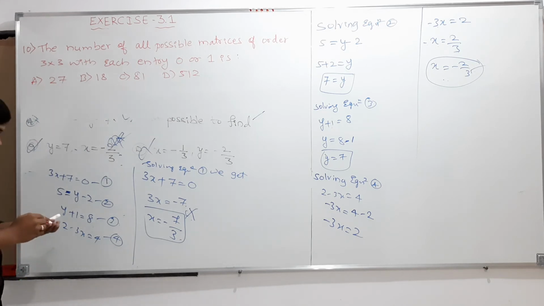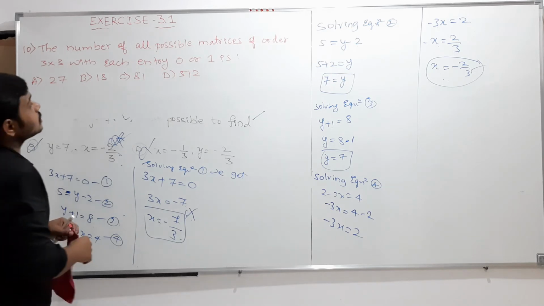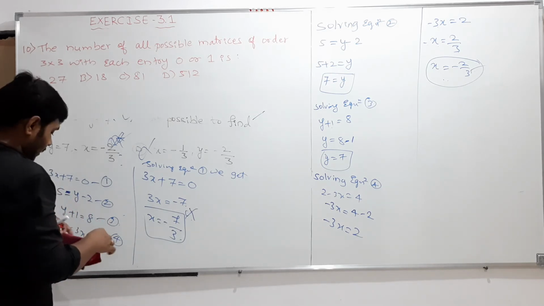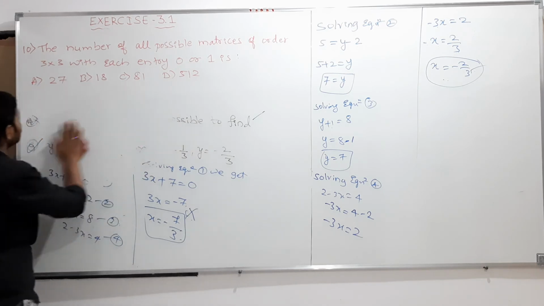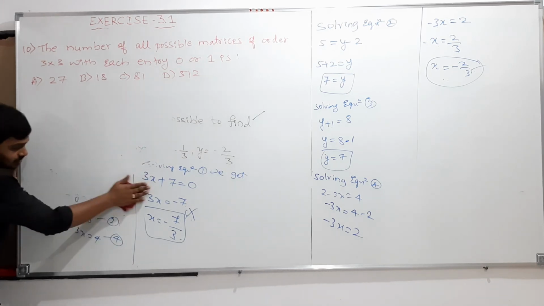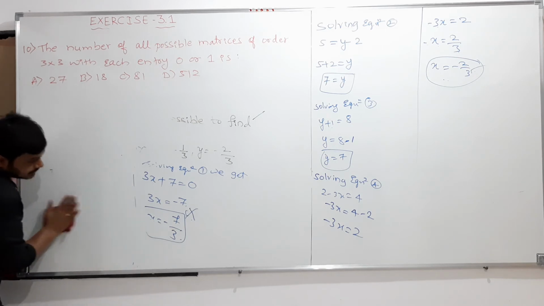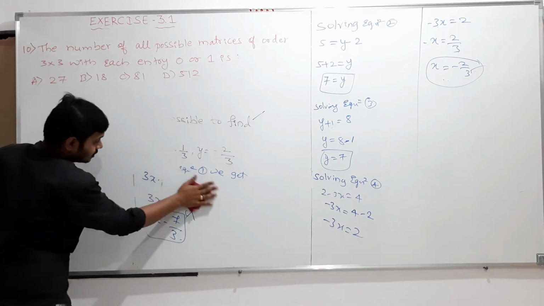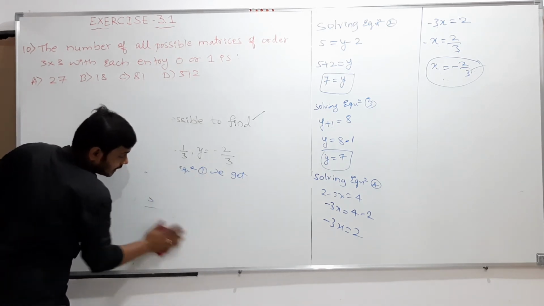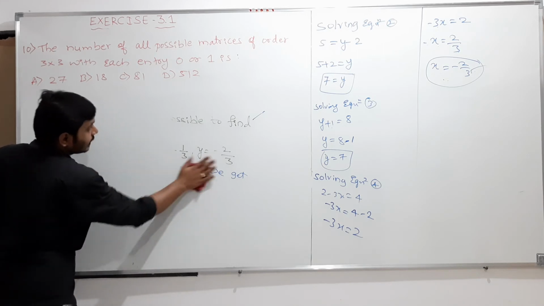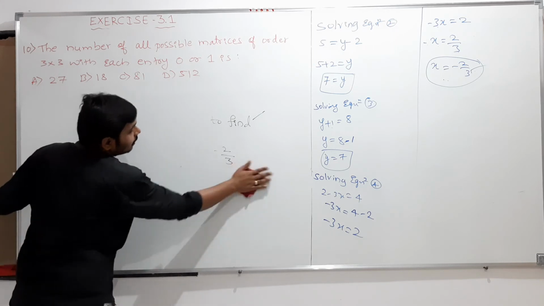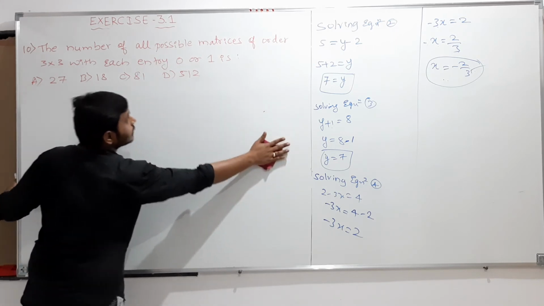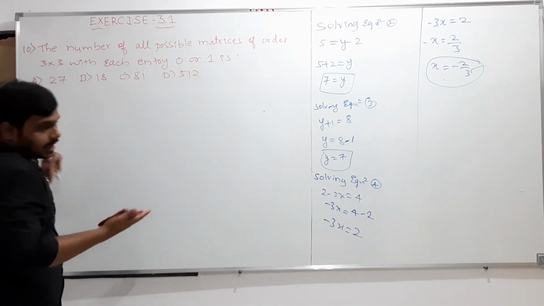To solve this, we should imagine how the 3 cross 3 matrix will be. What is the meaning of 3 cross 3 matrix? The order of the given matrix is 3 cross 3, which means we should have 3 rows and 3 columns.